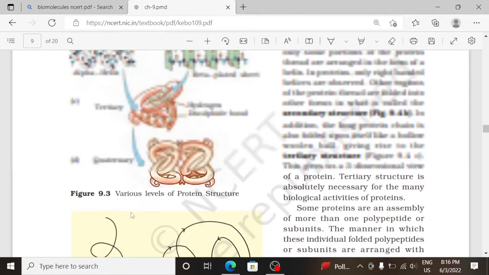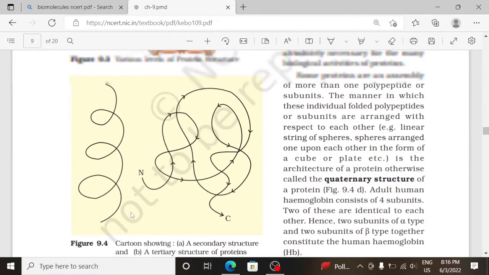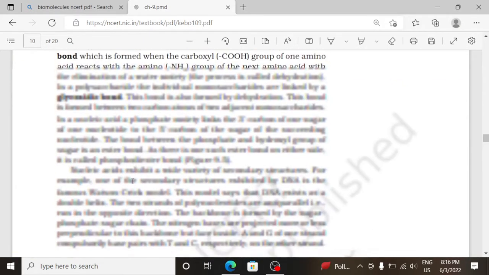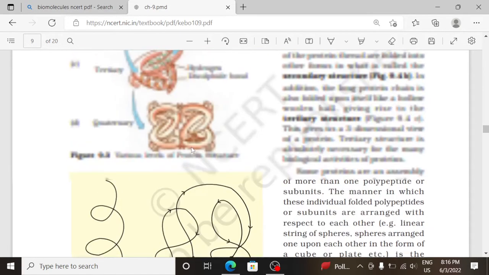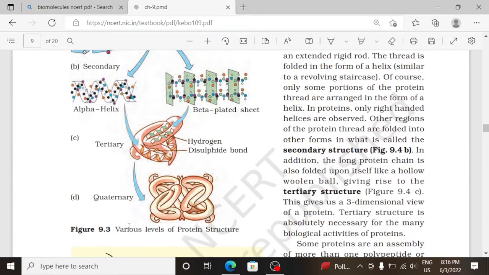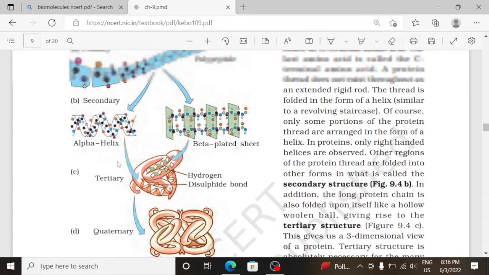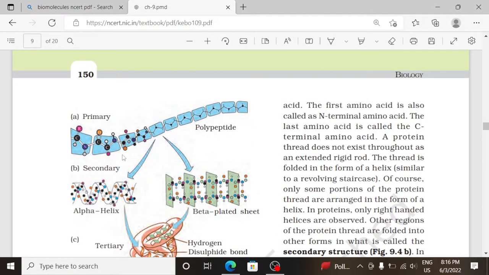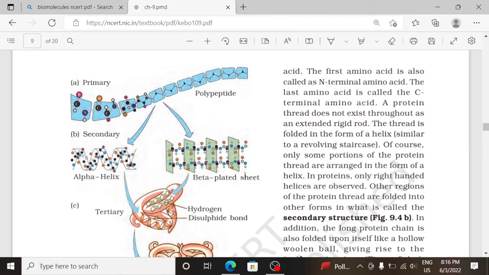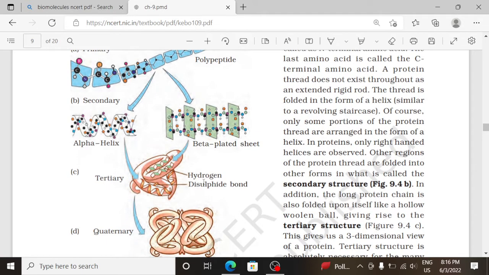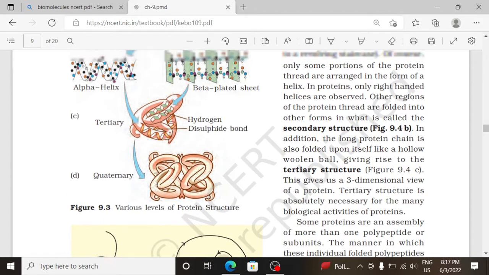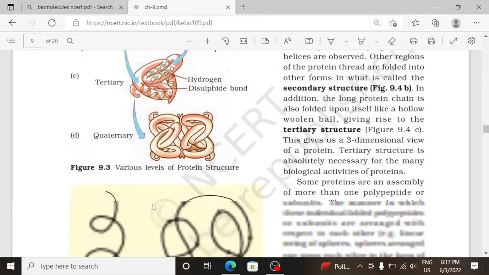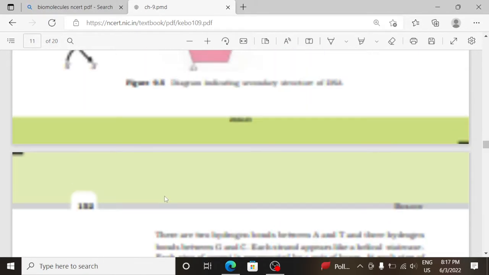Okay, wait. This is secondary structure of protein, and this one is tertiary structure of protein. And here you can see various levels of protein structure, that is primary is polypeptide, secondary is alpha helix, beta pleated sheet, tertiary is hydrogen and disulfide bond, and quaternary is like this. They have given the structures, this is somewhat complex to learn.